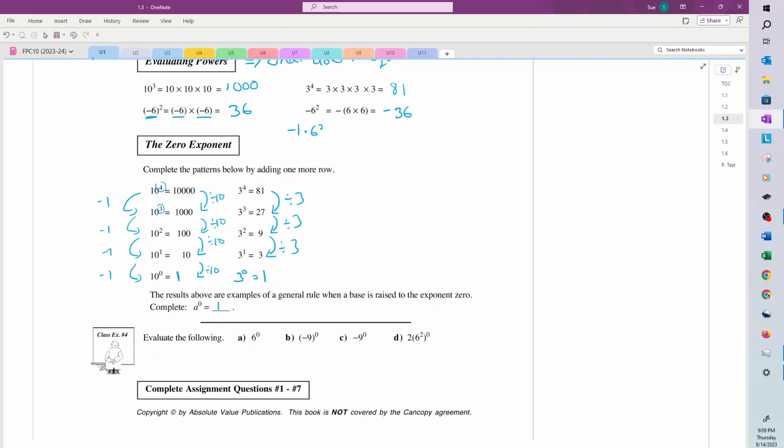Actually, let's just do these together. So 6 to the 0, that's something to the 0, that's 1. Anything to the 0 is 1. This one is a little bit trickier, because remember the 0 is only affecting the 9, so this is going to be -1. And this time the 0 is affecting the bracket, so the 6 squared becomes 1, so this is 2 times 1, which is of course just equal to 2.